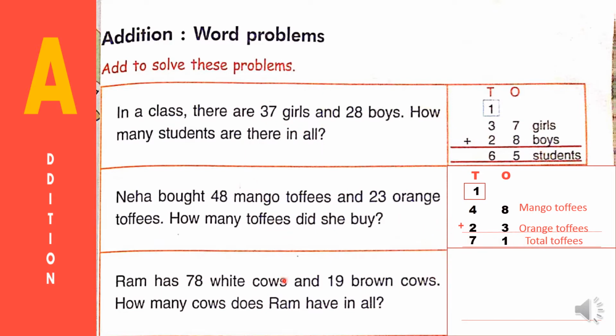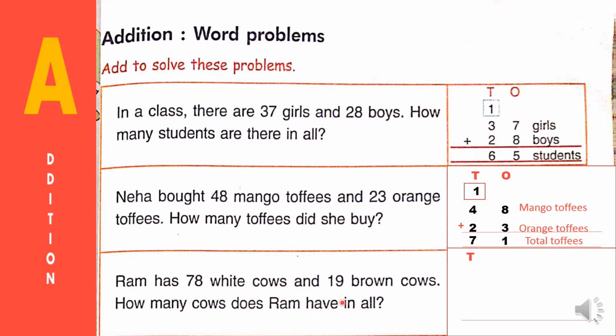Okay, children, we'll go to the next sum now. Ram has 78 white cows and 19 brown cows. How many cows does Ram have in all? Again I'm reading the question. Ram, one person is there, his name is Ram. He has 78 white cows and 19 brown cows. How many cows does Ram have in all?